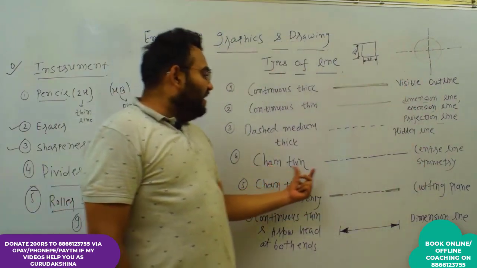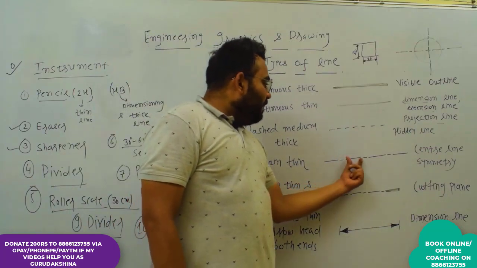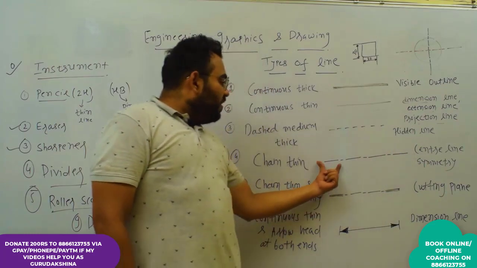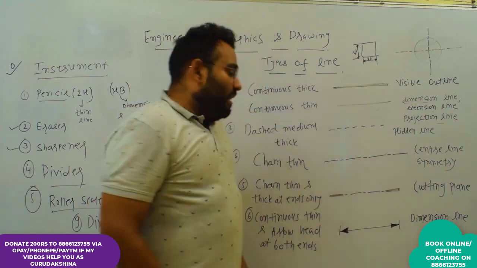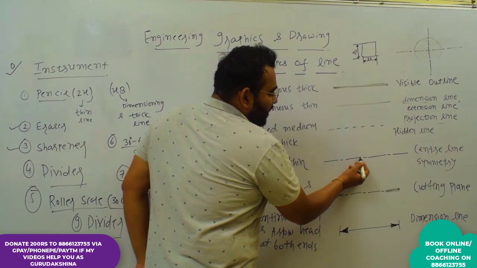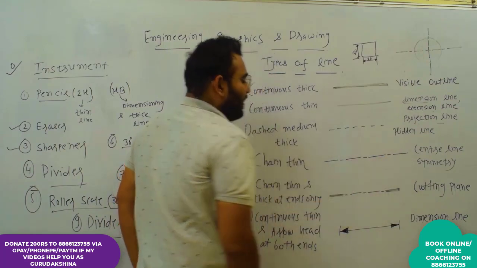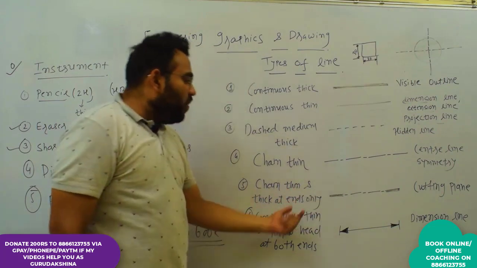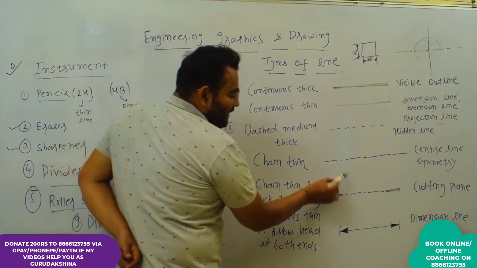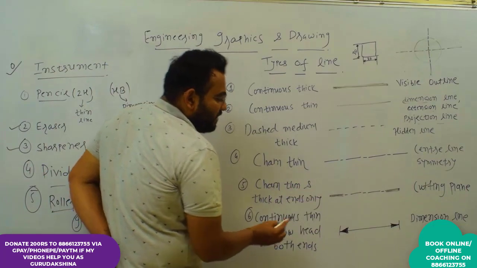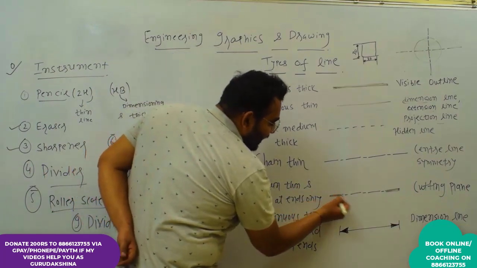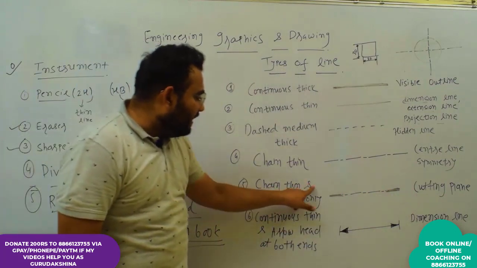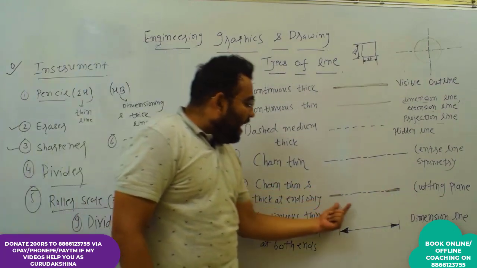So it is known as chain thin line: big line, short line, big line. It starts with the big line and ends with the big line. These big lines both must have the same dimension. Okay, so remember that. Now, chain thin and thick at ends only. You can see that this line and this are the same. The only difference is the starting big line is darker and the ending big line is darker. That's why it is known as chain thin and thick at ends only.